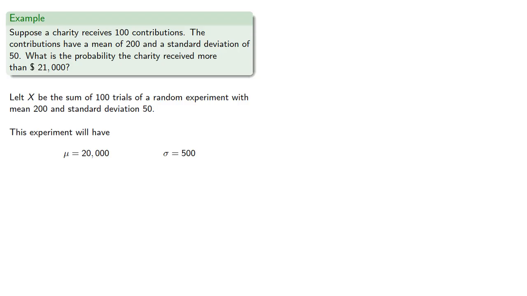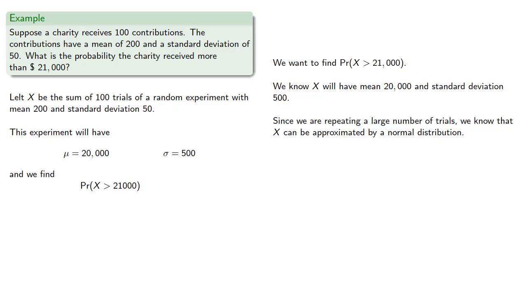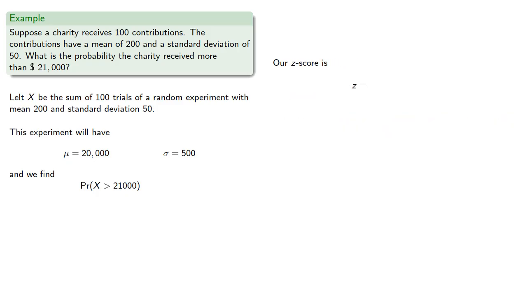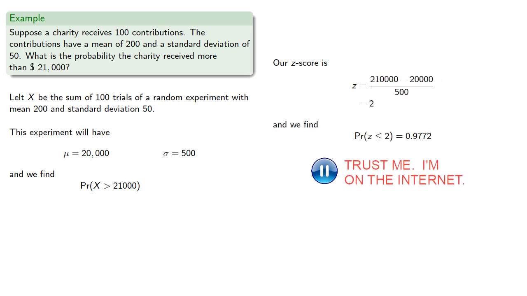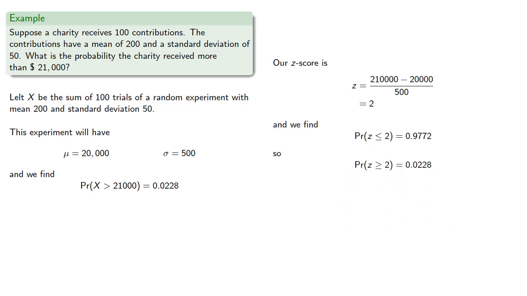Now we want to find the probability that the sum is greater than 21,000, and we know the mean and standard deviation, and since we're repeating a large number of trials, we know that the sum can be approximated by the normal distribution. And so we can find our z-score. And we find... and so that tells us our probability.